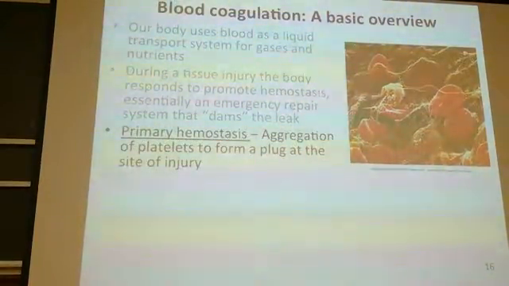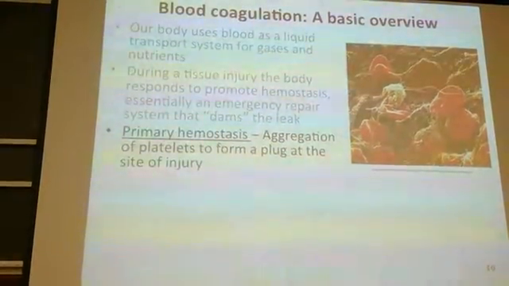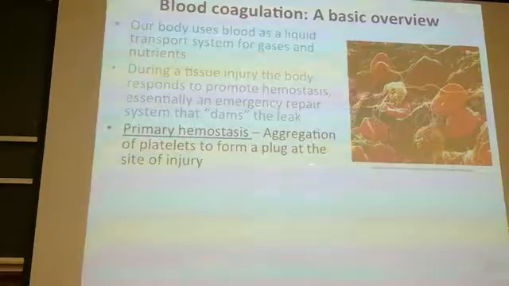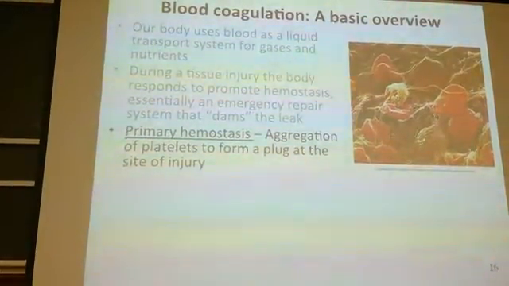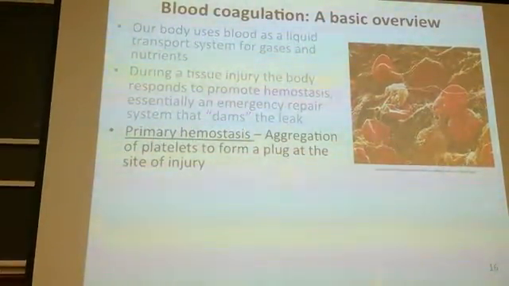And this occurs through two main systems. There's primary hemostasis, which refers to the aggregation of platelets to form an actual physical plug at the site of injury.